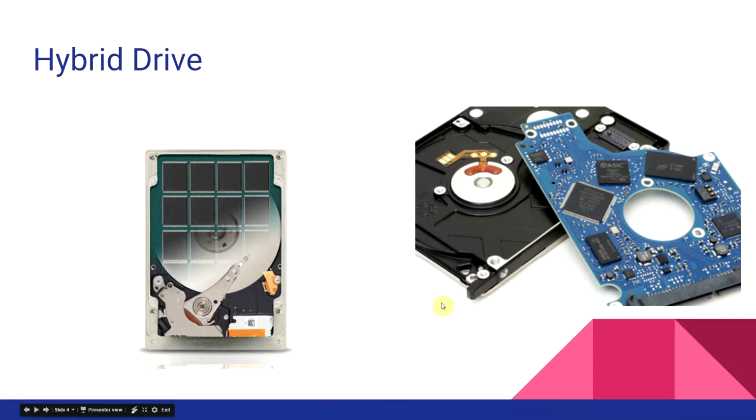Now, the next thing you could do is you could use what's called a hybrid drive. Now, the hybrid drive, as you can kind of see, it has some of the chips that a solid state drive has, but it also has the spinning disk that your hard disk drive has. Now, the purpose of this is to actually use the solid state drive to act as a cache for the data that's being stored on the hard drive.